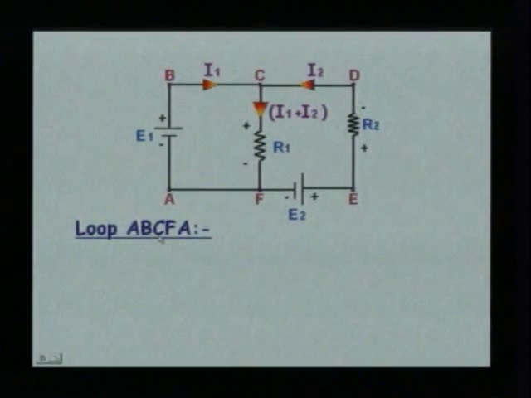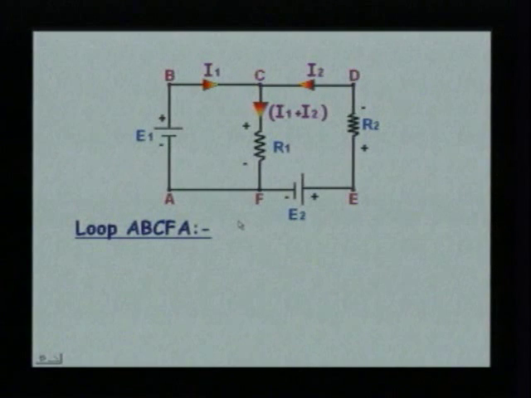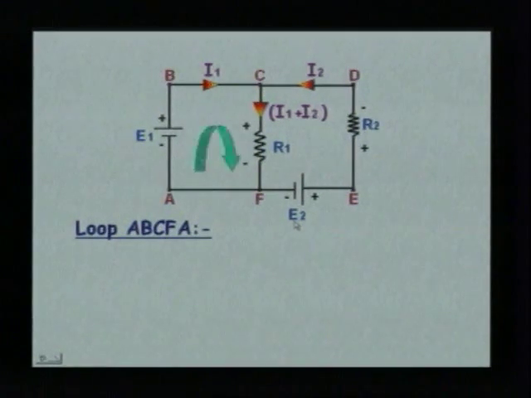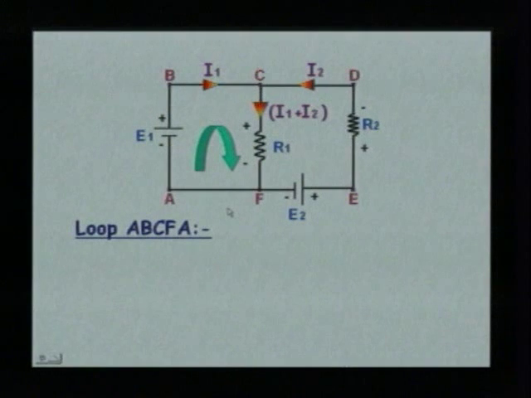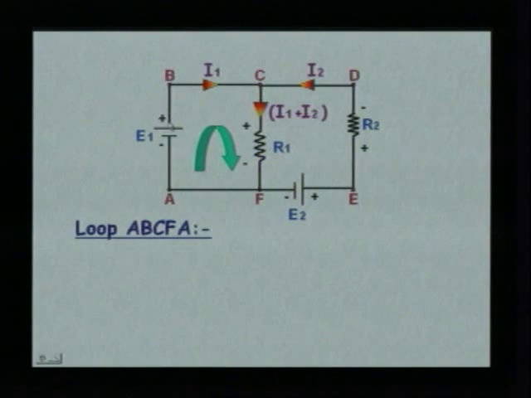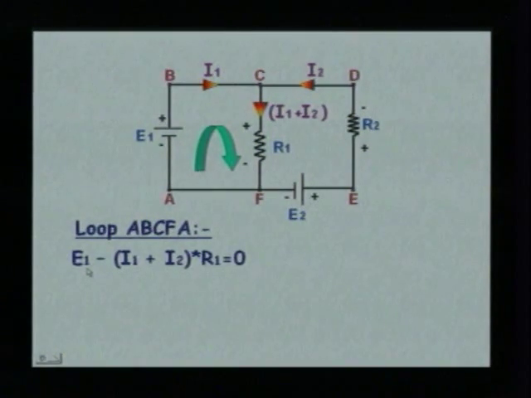If we consider the loop ABCFA, we can write down the equation. Let us consider the direction of the loop from A, B, C, F and A. From A to B, we have got the source E1. We are moving from the negative sign to the positive sign, so we have got a rise in potential, which is indicated by a positive sign. So I can write down E1. Next, while moving from B to C, we have got no component.